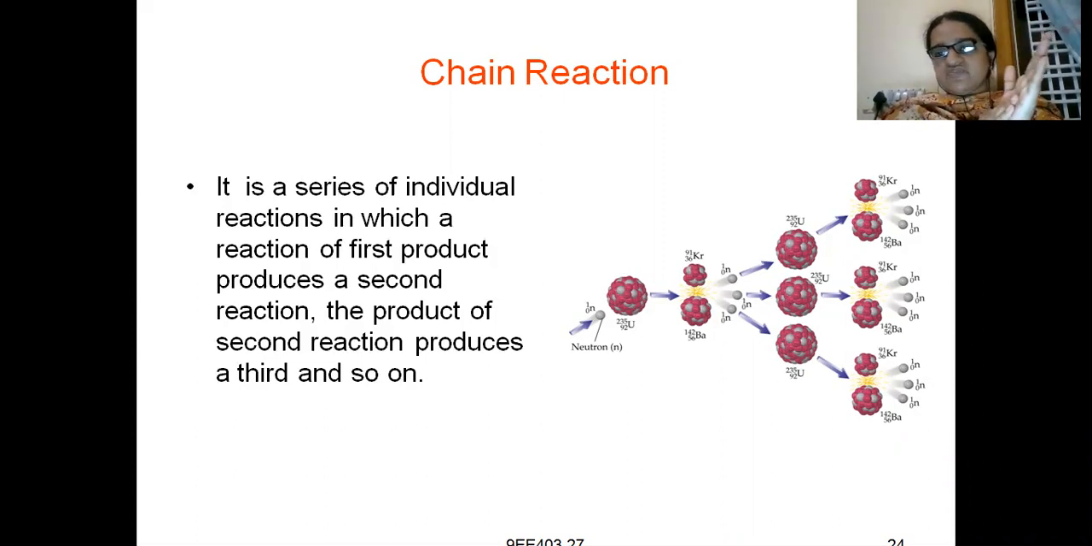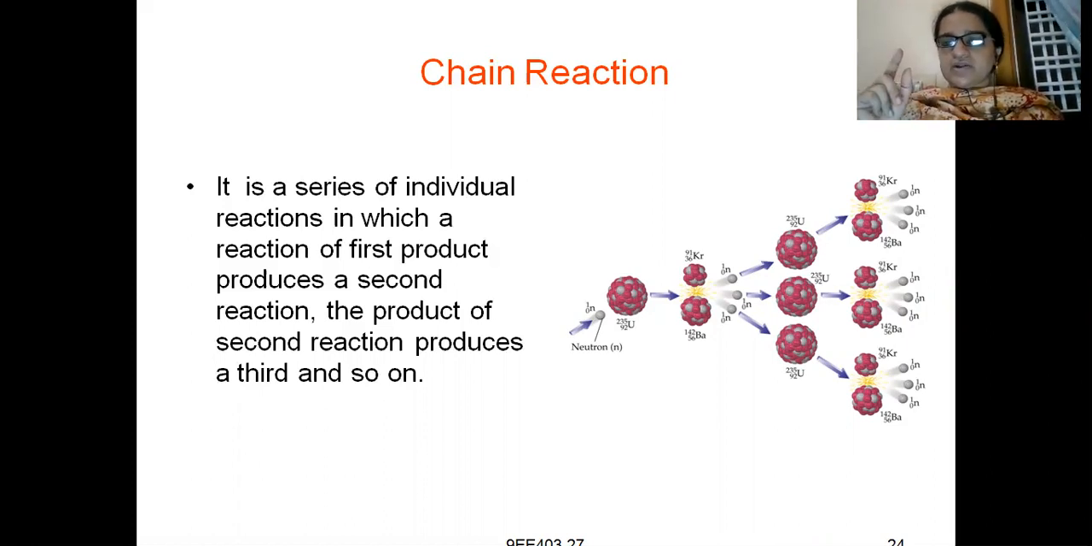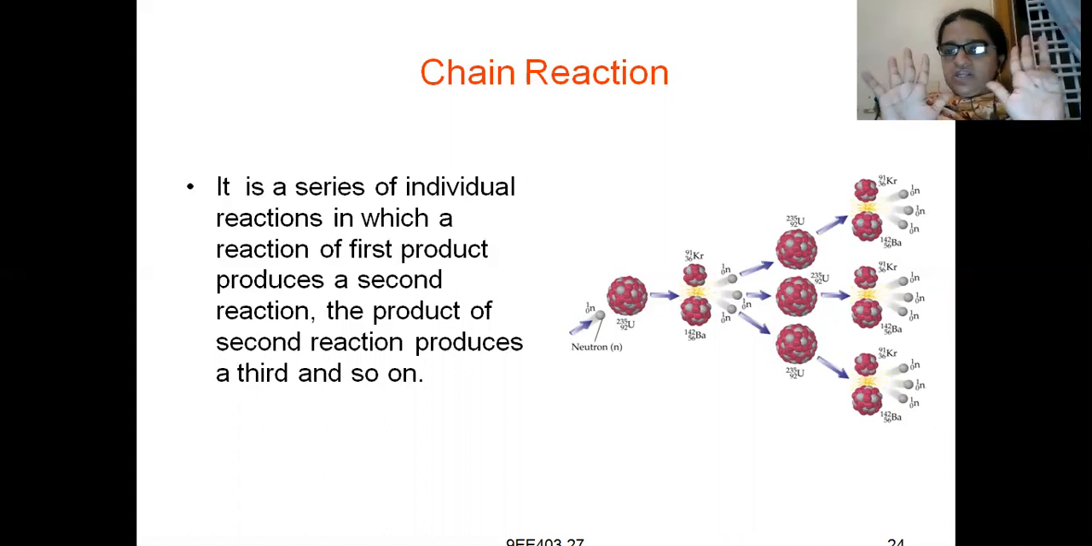Right, let us come to the definition of chain reaction. It is a series of individual reactions in which the product of the first reaction produces a second reaction, and the second reaction's product produces the third one, and this will continue. Initially, whenever a neutron is bombarded with a uranium atom, three neutrons are released, and these three neutrons come in contact with three uranium atoms, and nine neutrons get released. Initially one neutron has turned into three neutrons, now three have turned into nine, and these nine will turn into 27 neutrons.